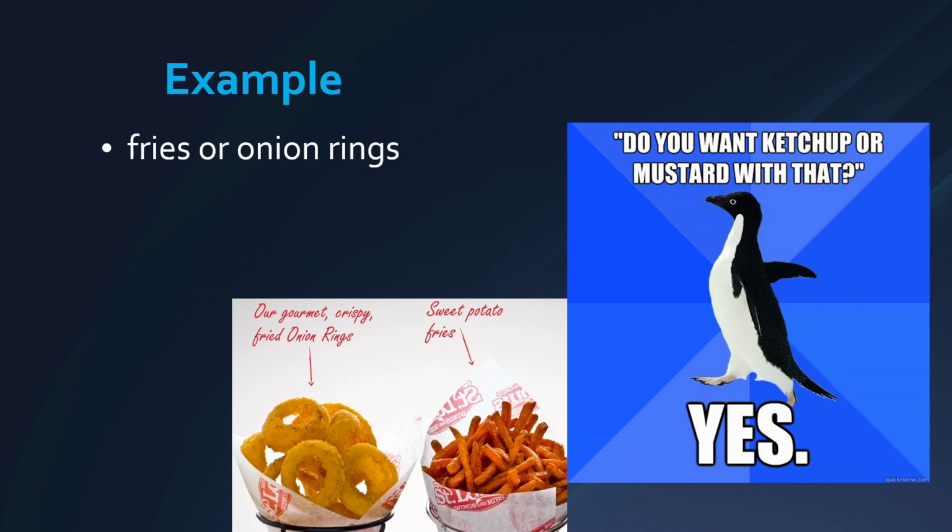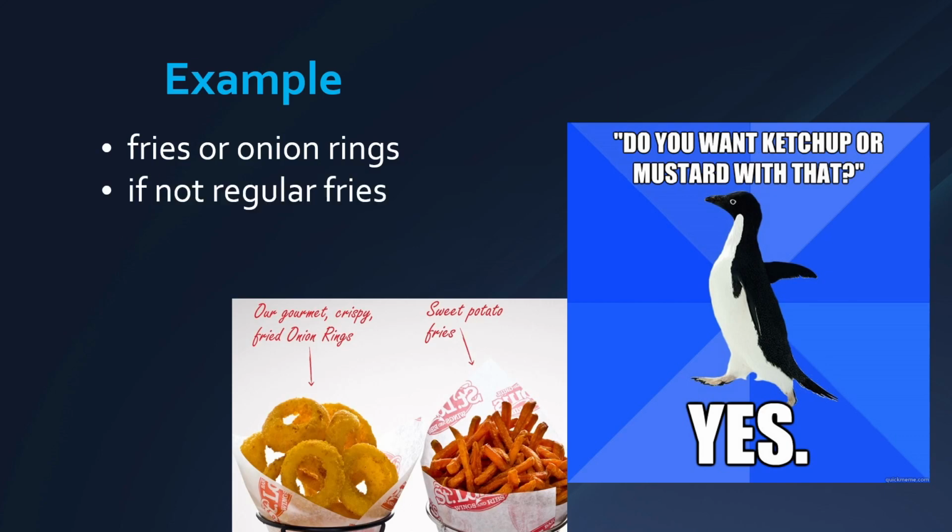Well, with the ketchup or mustard question, you can have ketchup and you can have mustard. When you ask, do you want fries or onion rings, you're not really allowed to answer both. You can only have fries or onion rings, not both. And so this type of or is what we call XOR, and it stands for exclusive or. Exclusive or means you can only have this or you can have this, but not both.